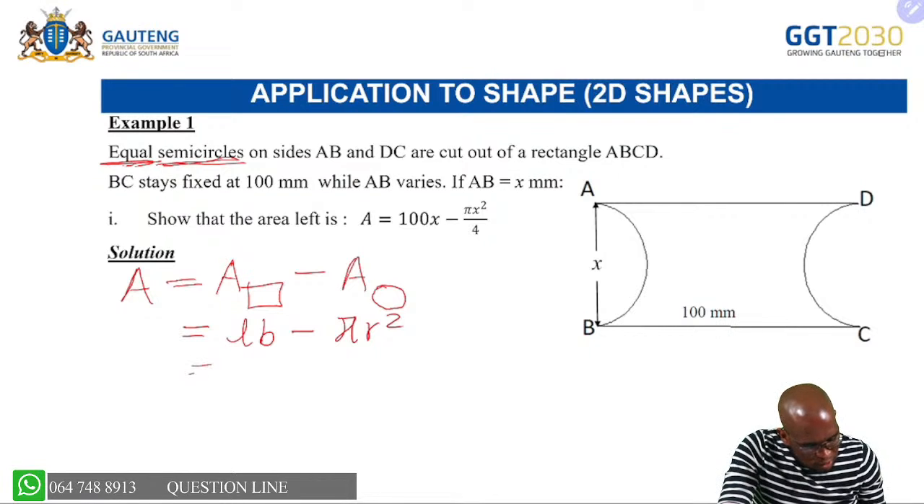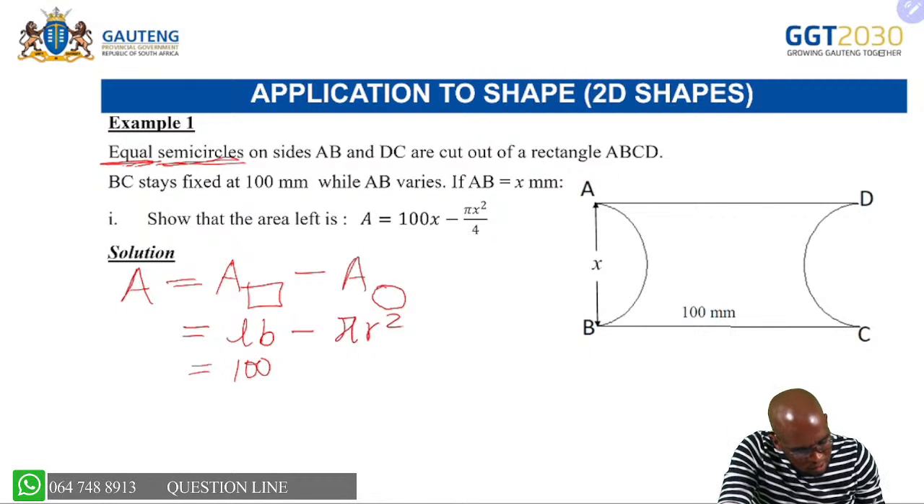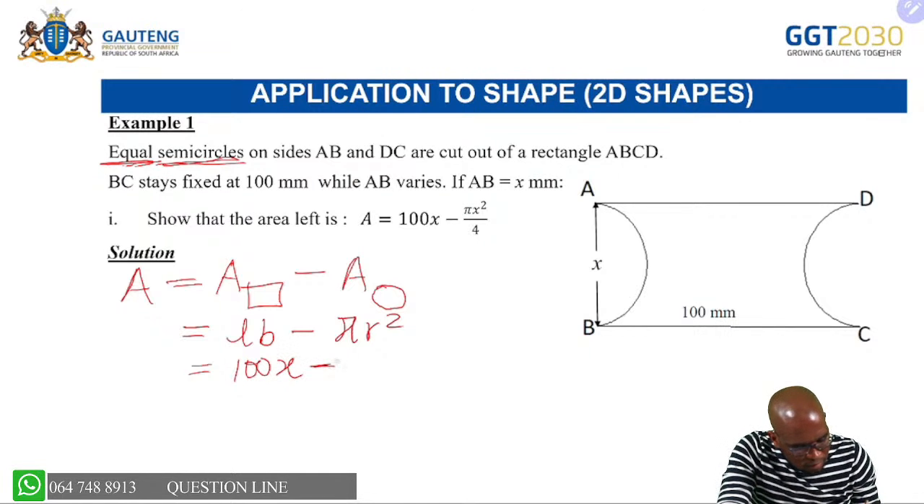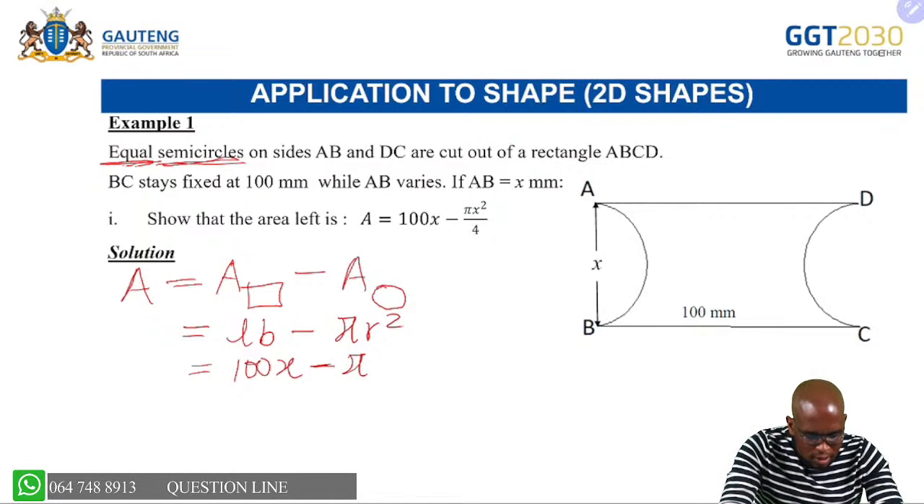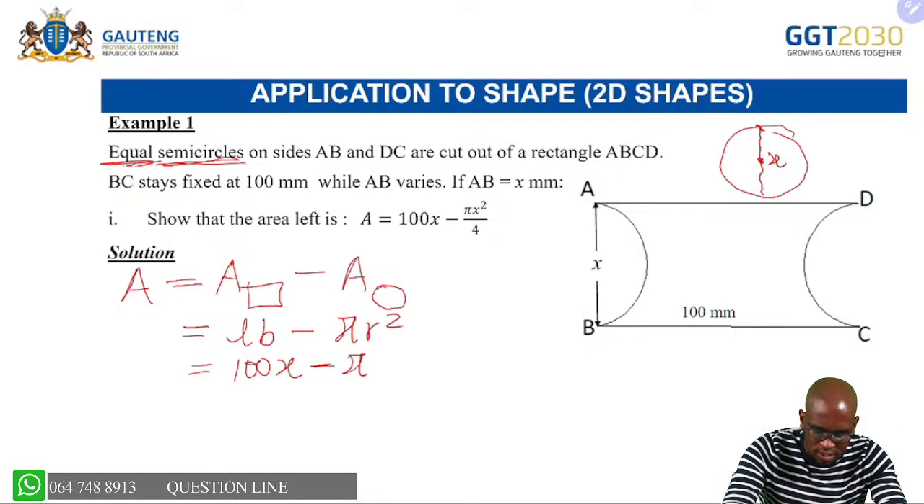Now, if we look at the length of this, we can see that it's given by 100 millimeters, while the breadth or the width is given by x. Subtract pi, the radius. We are now looking for the radius of the circle. So this is the circle that was removed, and we can see that from A to B, this is equal to x. The diameter of this is equal to x.